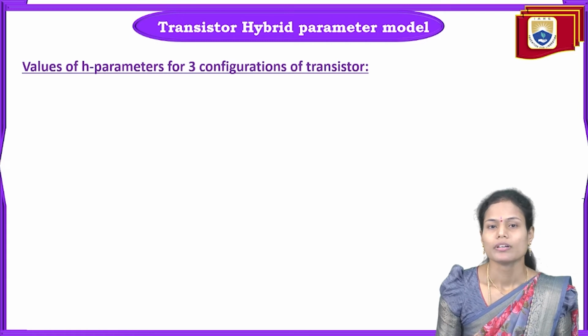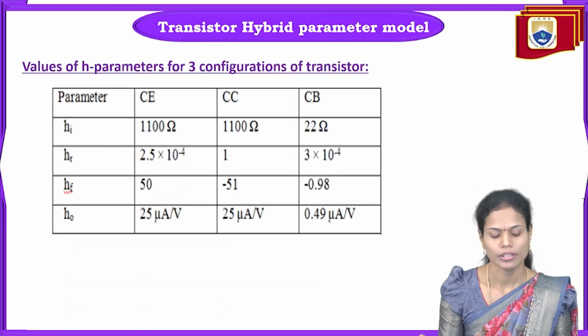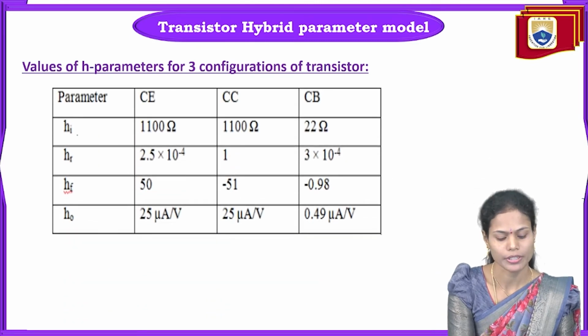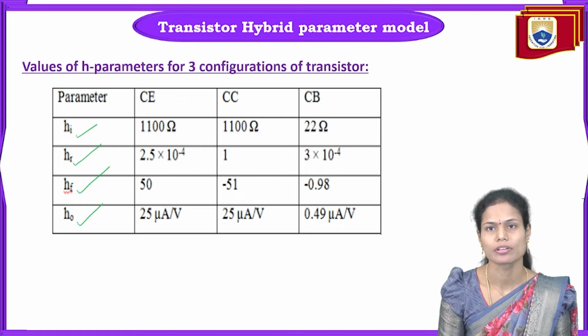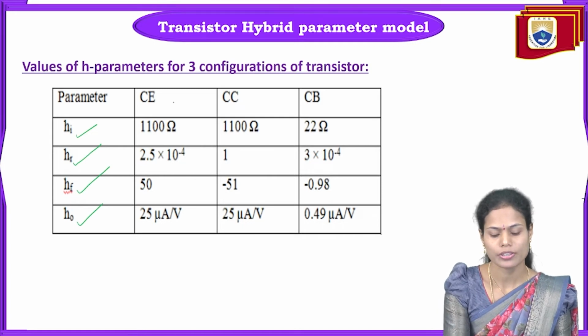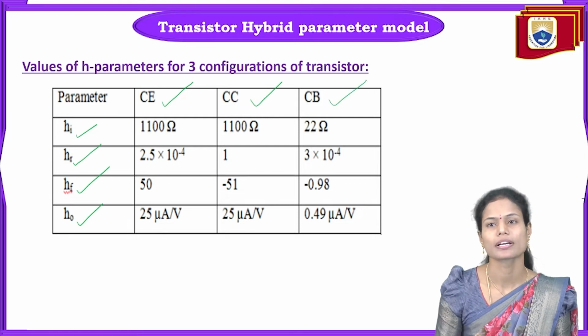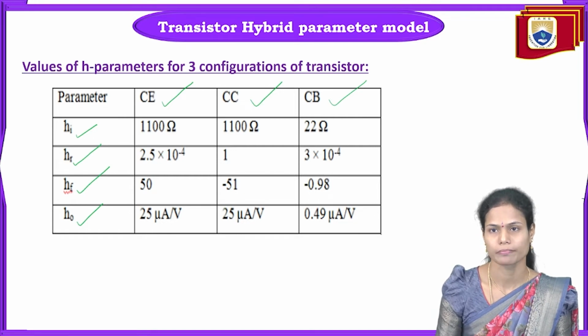Along with those formulas, we also require the H parameters in the 3 configurations. The 4 H parameters: input impedance, reverse voltage gain, forward current gain, and output admittance. So the values of these parameters in the common emitter, common collector, and common base configurations, these values also we need to remember to solve the problems along with the formulas.